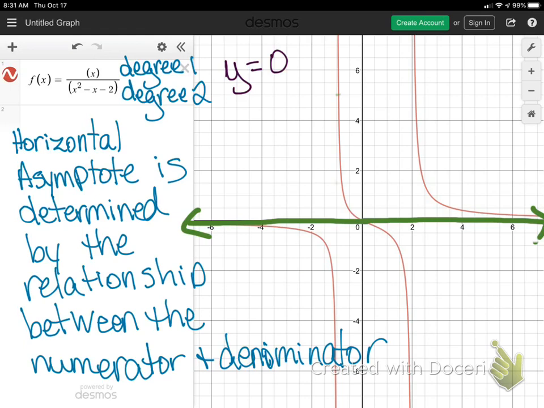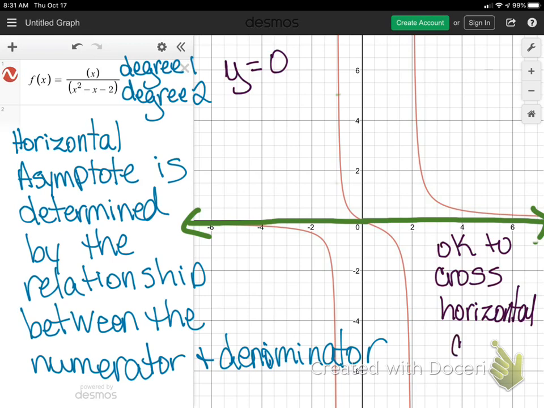Now, did I cross the horizontal asymptote? In this graph, does this graph cross the horizontal asymptote? Yes. So it is okay to cross a horizontal asymptote. You don't always cross it, but sometimes you do. It's okay to cross the horizontal asymptote.